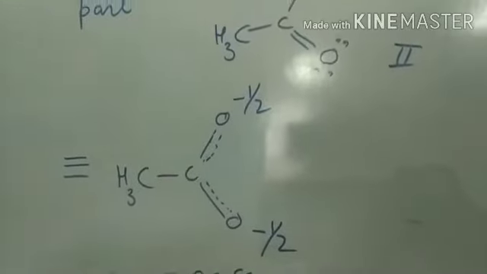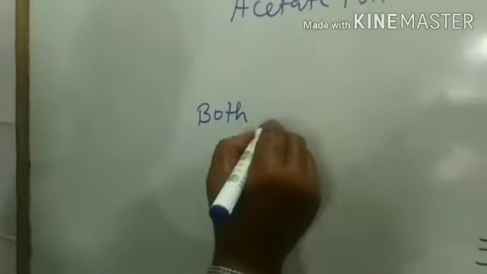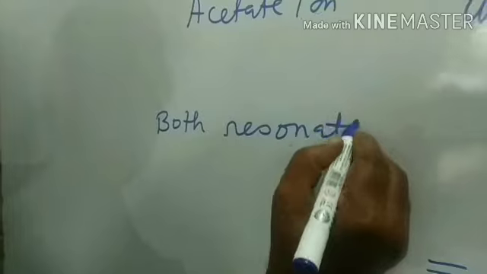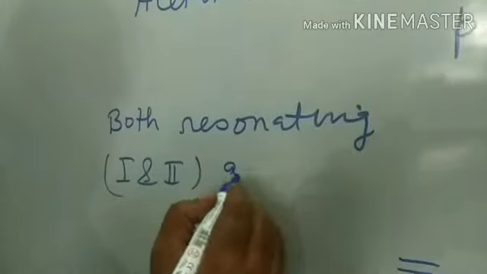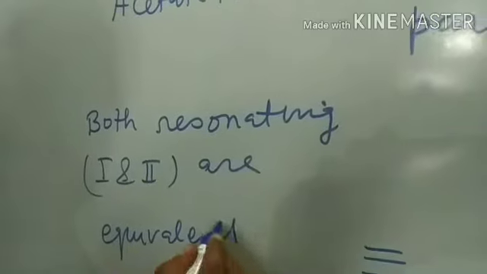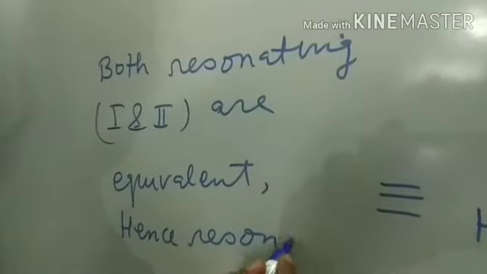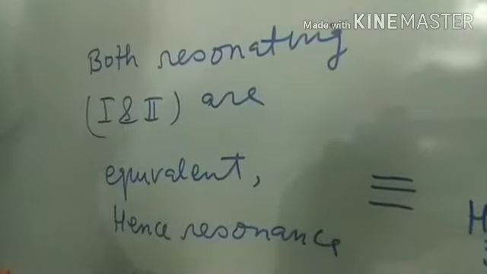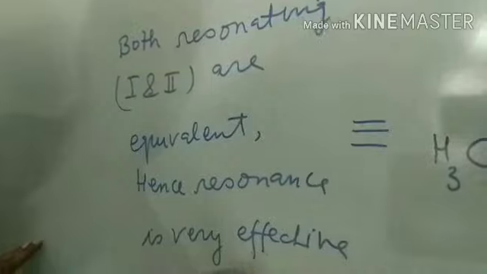Both resonating structures are equivalent, so resonance is very effective. Both resonating structures, first and second, are equivalent. Hence, resonance is very effective in the acetate ion.